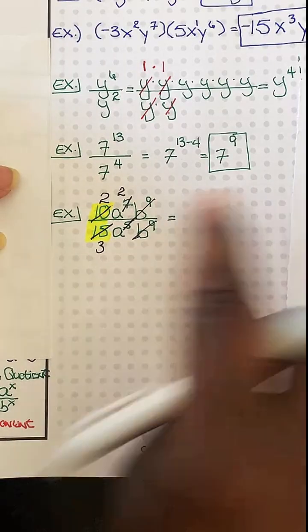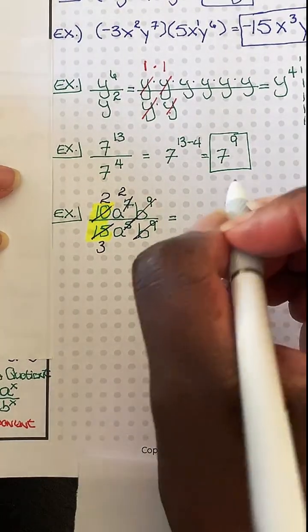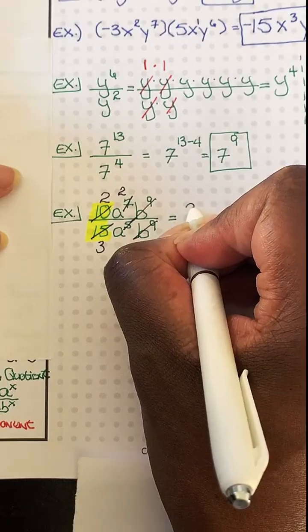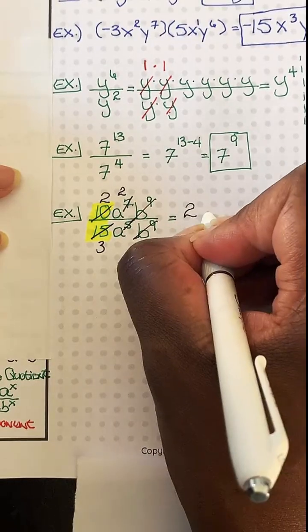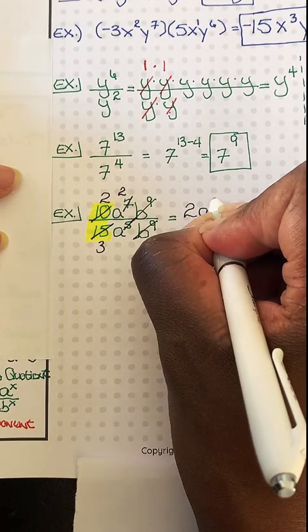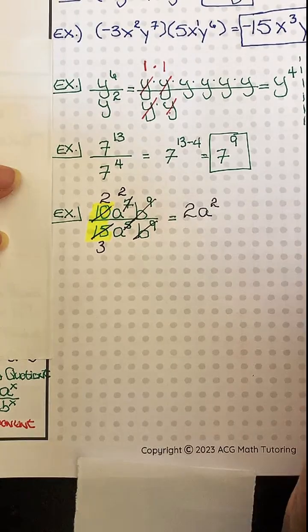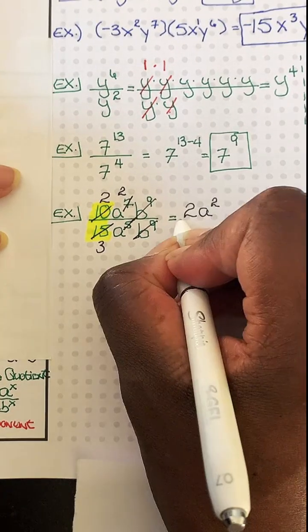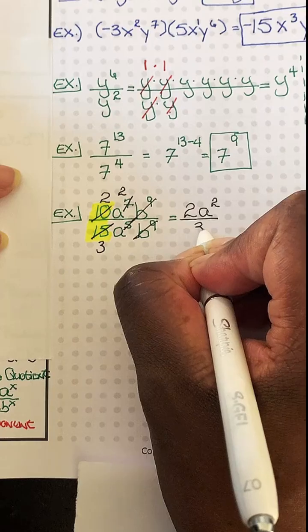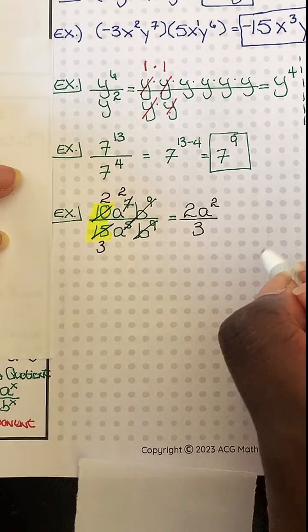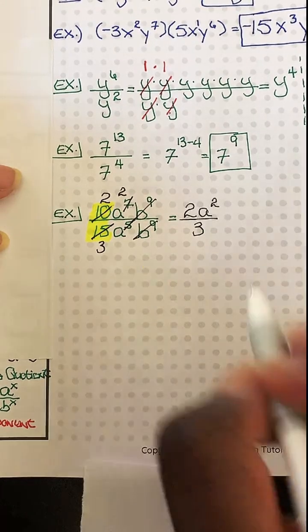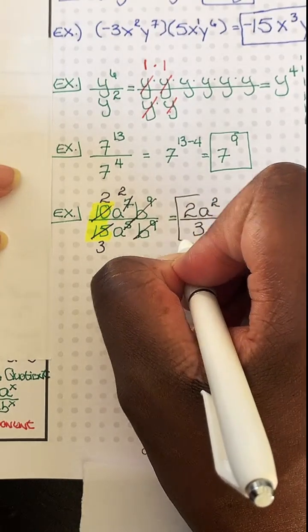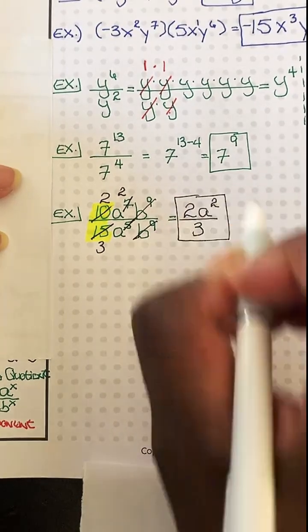So now let's clean this up. Let's see what we got here. We have an a to the 2nd power. The b's cancel out. But then we have a 3 in the denominator and we don't have anything left. This is my answer.